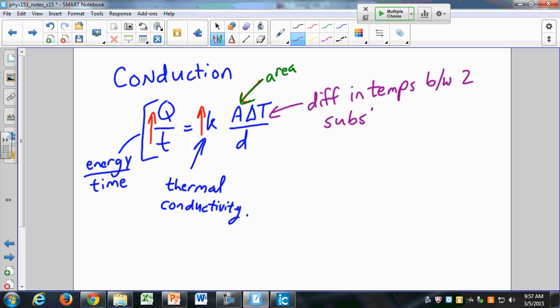To the extreme, if the two substances are of the same temperature, what is going to be the rate of energy transfer? It's zero, right? And that goes back to what we were talking about before, one of those laws of thermodynamics. If they're the same temperature, there's no flow of energy between them. If they have a really high difference in temperature, then that means Q over T is going to go up.